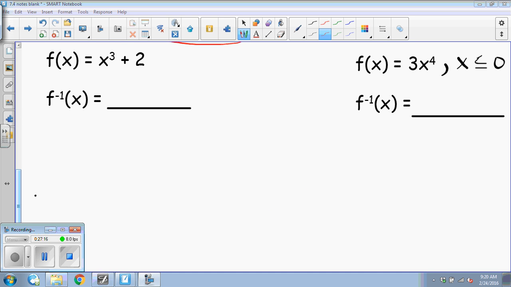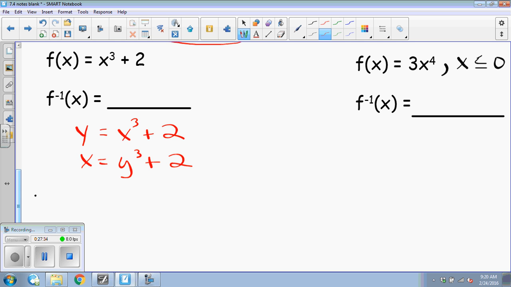Okay? For the first one, again, these steps are still going to be the same. First, I'm going to write the original problem. y equals x to the third plus 2. Then I switch x and y, correct? Yes. So x equals y to the third plus 2. Subtract 2 from both sides. Good. Step 1, subtract 2 from both sides. So this is x minus 2 equals y to the third.